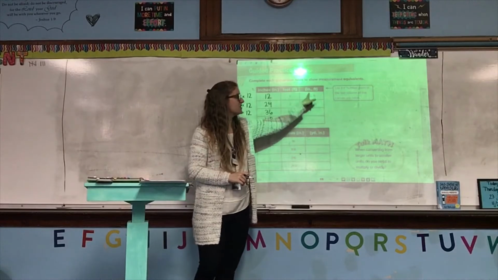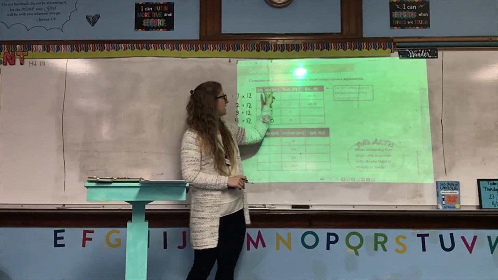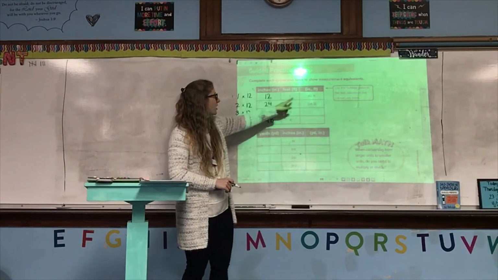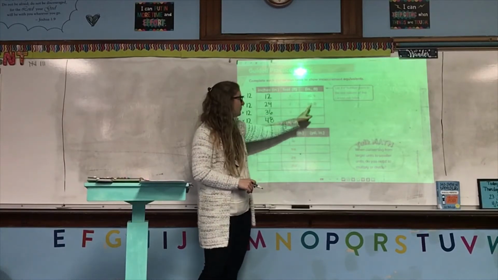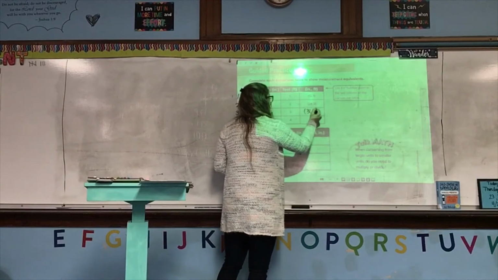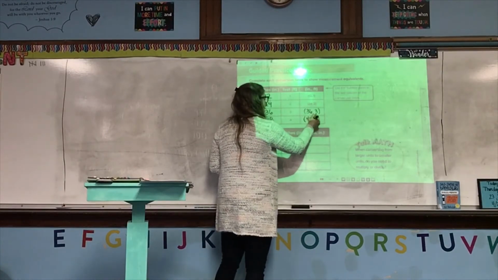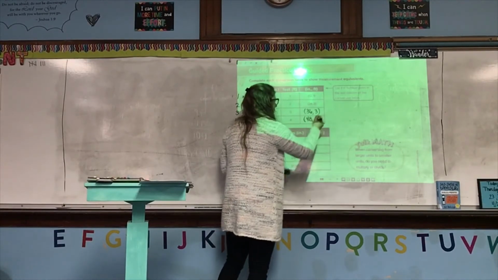Now, we have to list the number pairs. We have 12, and remember we list them in order. So the inches come first. That means the inches come first in our number pairs. There are 12 inches in 1 foot. There are 24 inches in 2 feet. There are 36 inches in 3 feet. And there are 48 inches in 4 feet.